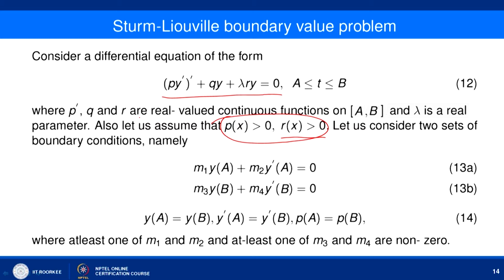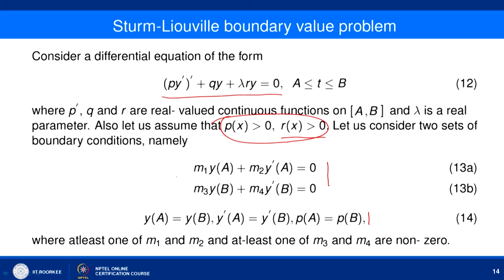And here we consider the boundary conditions. The Sturm-Liouville equation along with boundary conditions is known as the Sturm-Liouville boundary value problem. The boundary conditions are given either in this form or this form. The first set of boundary conditions is m1 y(a) + m2 y'(a) = 0 and m3 y(b) + m4 y'(b) = 0, given in 13a and 13b.